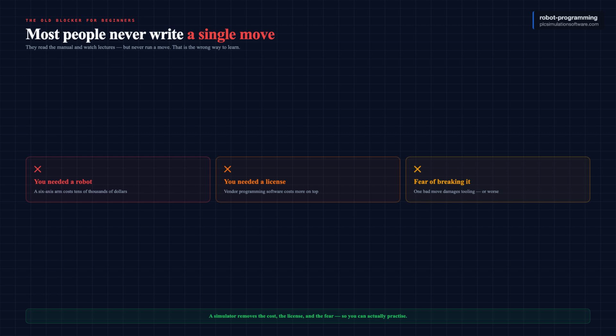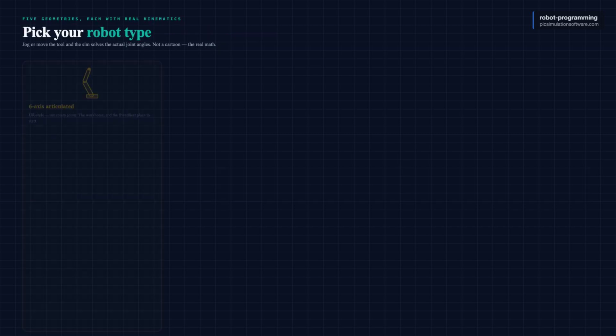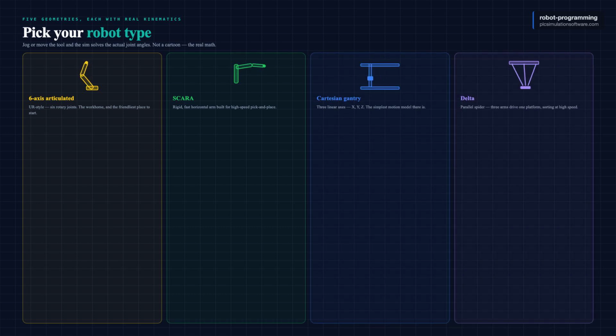The simulator has 5 robot geometries. First, a URScript 6-axis articulated arm. 6 rotary joints. The workhorse of the factory and the friendliest place to start. Second, a SCARA. A rigid, fast horizontal arm built for high-speed pick-and-place. Third, a Cartesian gantry. 3 linear axes, X, Y, and Z. The simplest motion model there is. And fourth, a delta. The parallel spider with 3 arms driving one platform. The geometry that sorts parts at high speed.